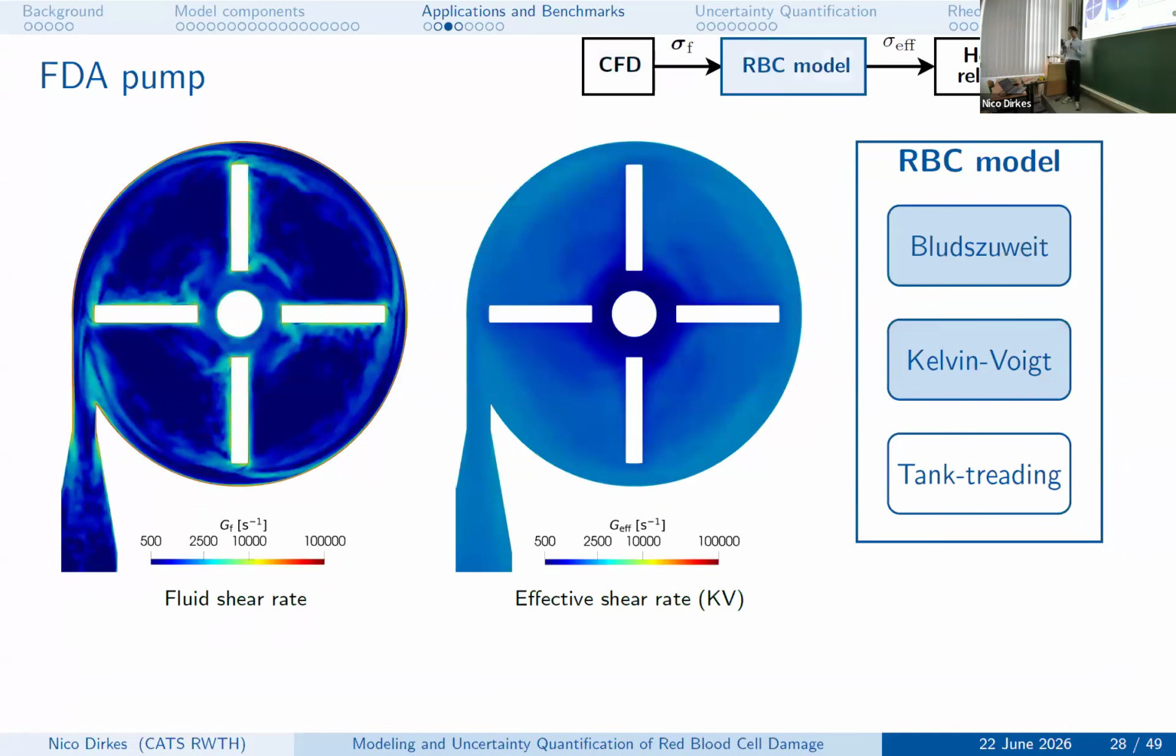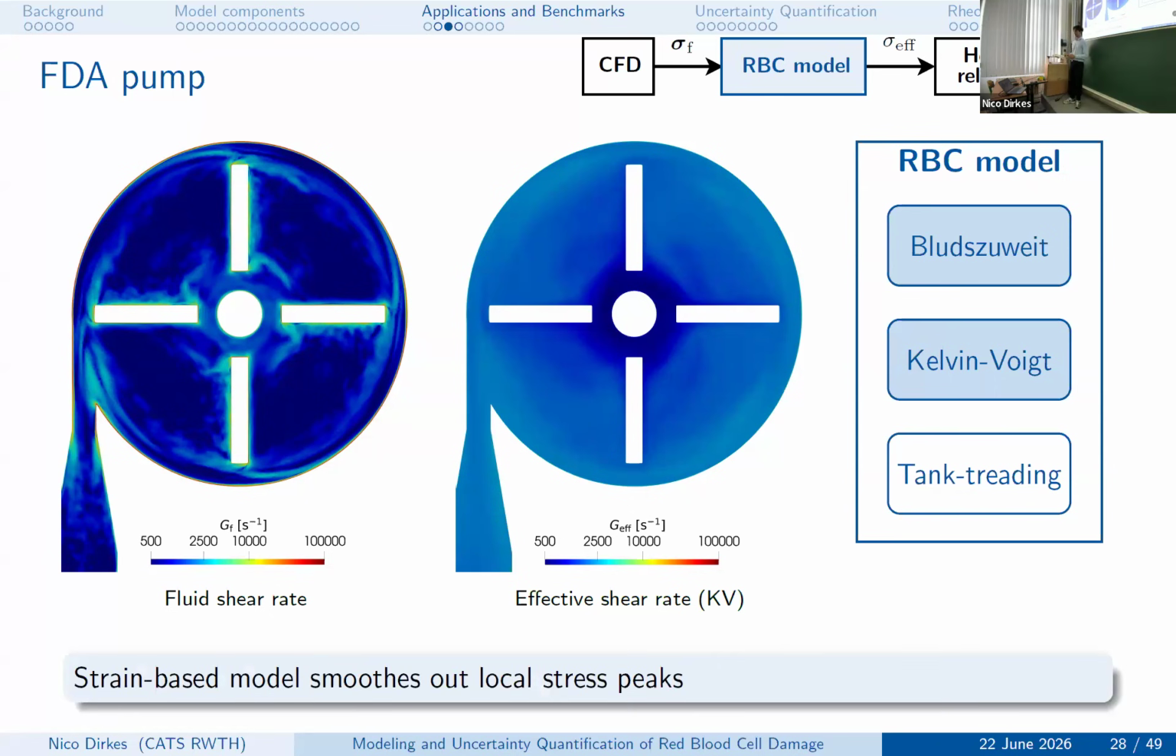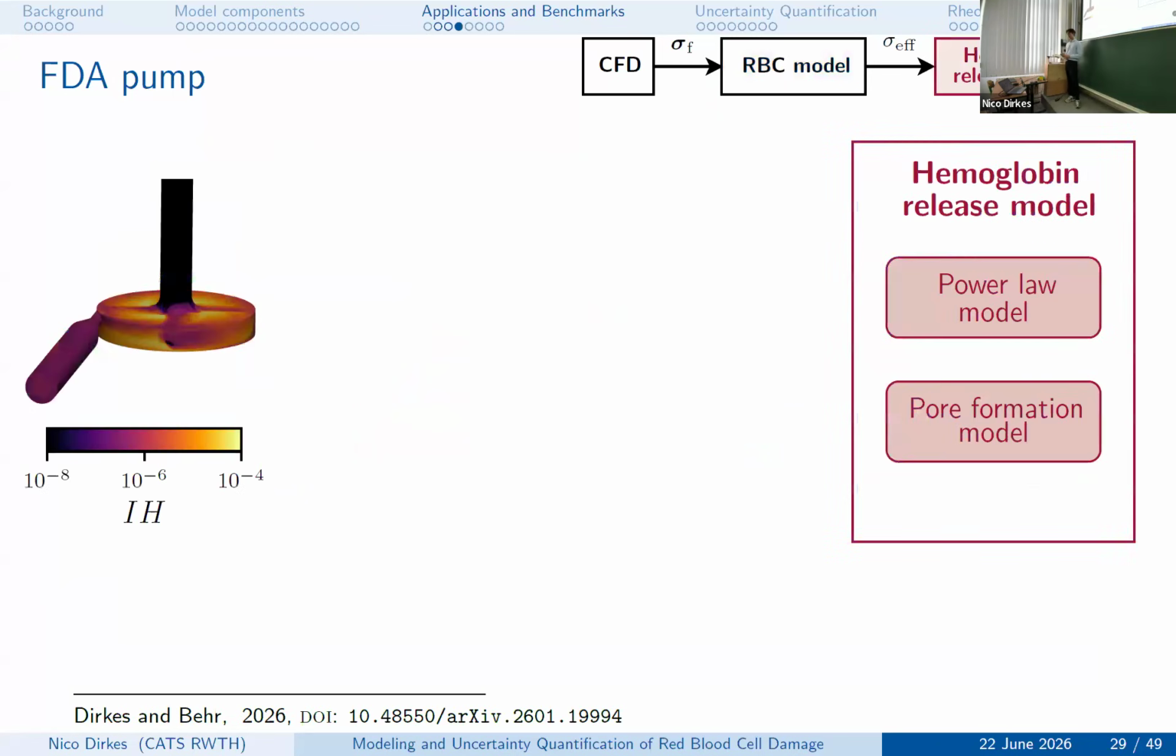Second step is now to apply this red blood cell model on top of the flow solution. And you get here 2 different fields. This is the stress-based model. And you can see that here there are some sharp gradients, whereas the strain-based model, this Kelvin-Voigt model, leads to a much more uniform or much smoother distribution. And this is because of this characteristic deformation time, which basically always smoothes out these stress peaks and leads to the cells slowly responding to changes in stress. So in this sense, the strain-based model smoothes out these stress peaks.